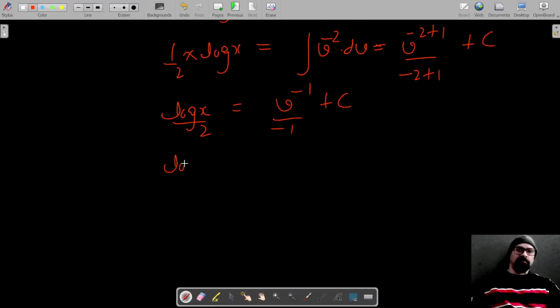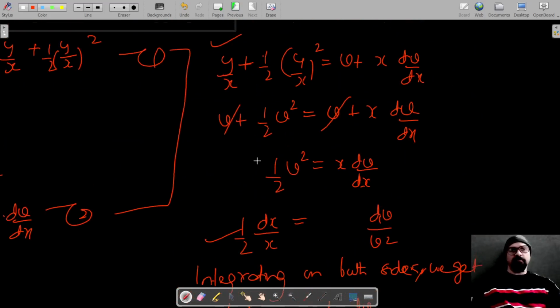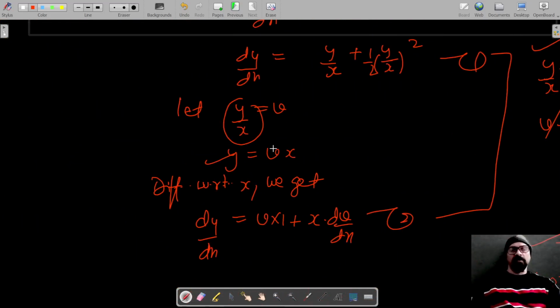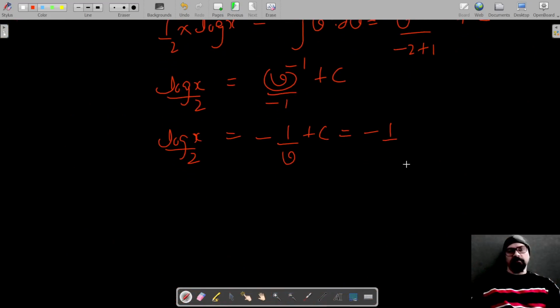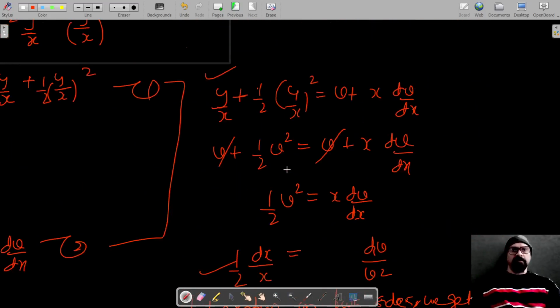Let's replace the value of v. So this is negative 1 upon v plus c, and v was y upon x. So let's replace its value here. So this is negative x upon y plus c. Okay, now let's find out c.